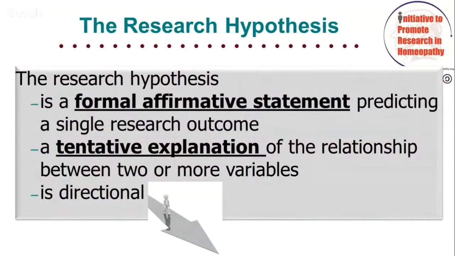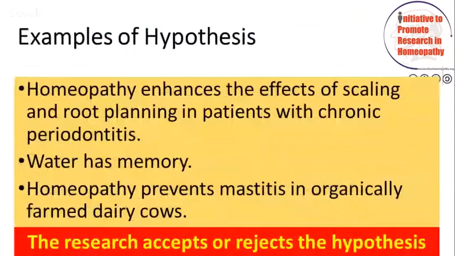Once we have identified that research question and tested it as per the FINER criteria, we must make a hypothesis. A hypothesis is a formal affirmative statement predicting a single research outcome. Many times you might have seen multiple research outcome hypotheses. They are complex study designs, but usually it is a single research outcome affirmative statement. It's a tentative explanation of the relationship between two or more variables. It is directional. Now, I think this is getting a little complex. Let us take examples of hypothesis.